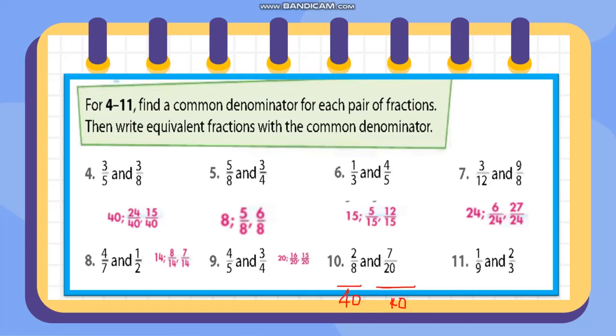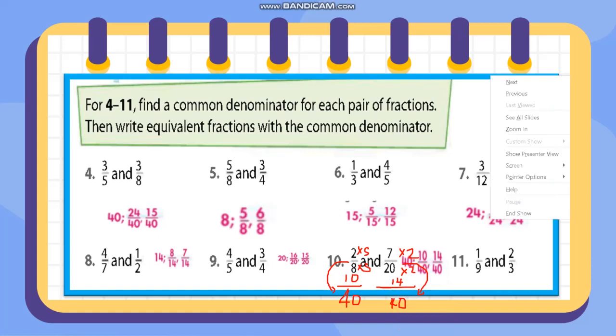Then how 8 becomes 40? That is multiplied by 5. It means I'm going to multiply by 5 here. 2 times 5 is 10. Then how 20 becomes 40? That is times 2. So 7 multiplied by 2 is 14. So the equivalent fractions of 2/8 is 10/40 and 7/20 is 14/40. And the common denominator is equivalent to 40.